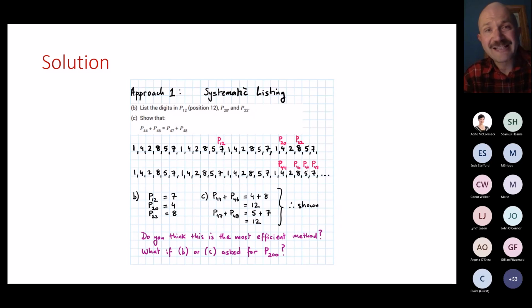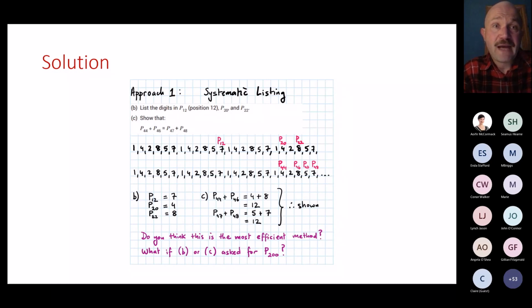Looking at part C, the highest position that's required to answer parts B and C will be position number 48. So a student might simply, from the beginning of the pattern, work all the way through to the 48th position. In that way, they'd be easily able to pick up terms 12 and 20 and 22, 44, 46, 47 and 48, and answer parts B and C.